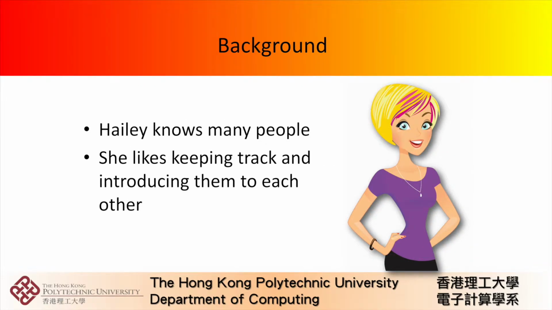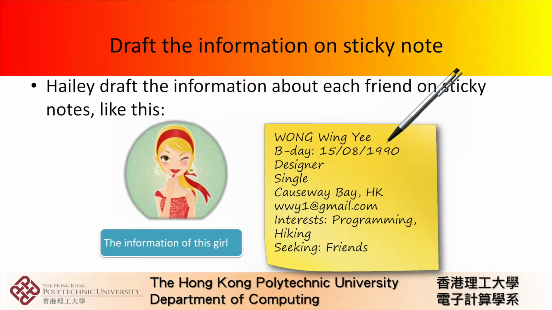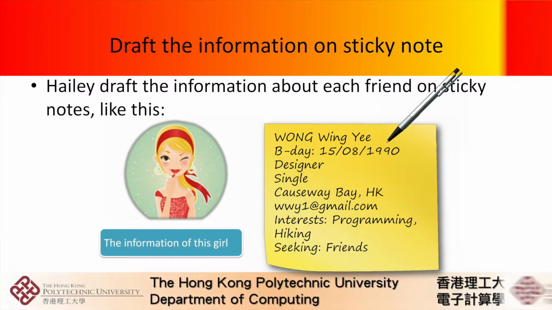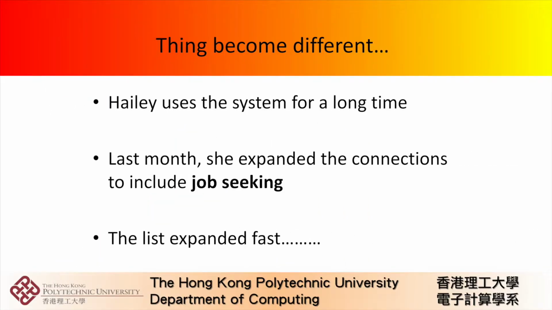Haley knows many people, and she likes keeping track and introducing them to each other. Haley drops the information about each friend, such as name, birthday, occupation, and so on, on sticky notes. Haley used the system for a long time.